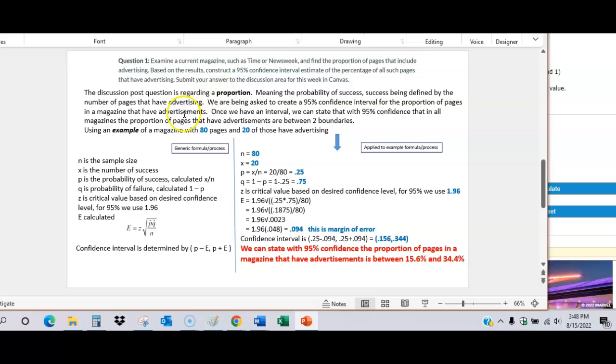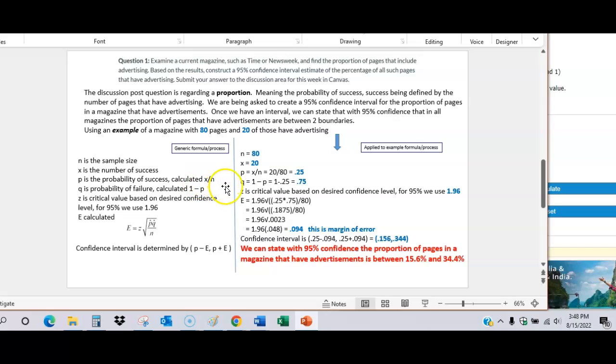So this is about a proportion. If you went through the material or my slides, you would see that we have this formula for calculating a margin of error for a proportion. N is your sample size. X is the number of successes, however it is defined. So in this example, a success would be a page that has advertising on it.